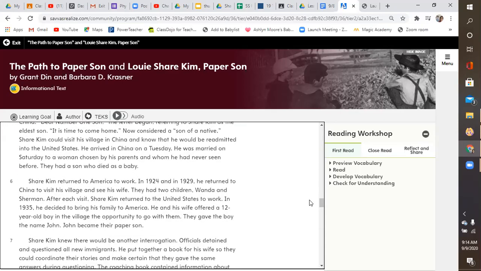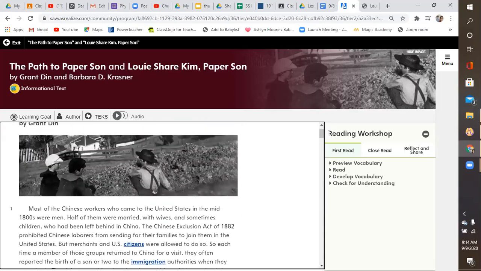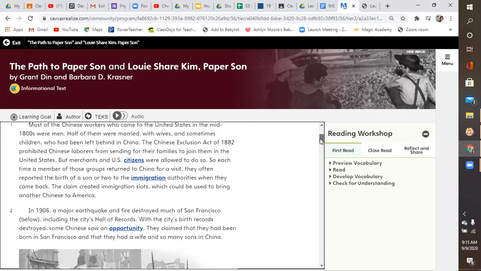We see dates. Notice these dates right here. We also see the names of what probably is a real law. When we see the Chinese Exclusion Act of 1882, we can probably tell that's not a fictional law. That's probably real. We see some more dates up here. So based on some of these text features, including graphics like real photos, the reader can tell that this is informational text.